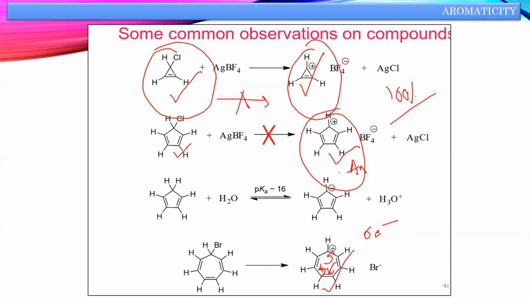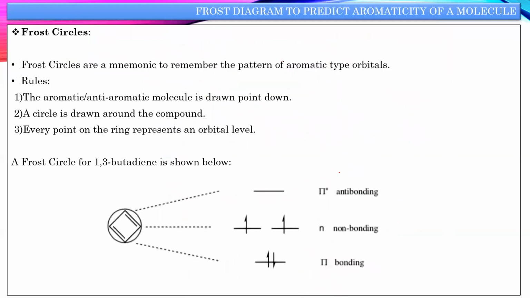In the exam, they will ask whether the reaction is possible or not. If possible, how can you say? If possible, there is only one reason: the product is aromatic. If not possible, the aromaticity of the reactant is disturbed. These are the two reasons. And then another important topic, Frost circles.